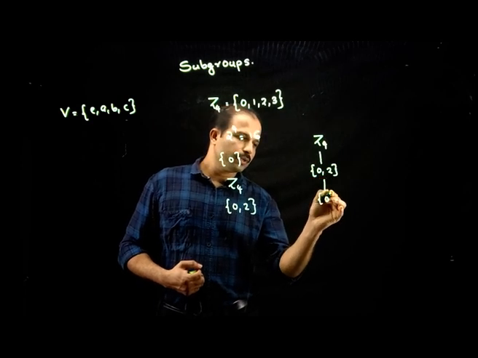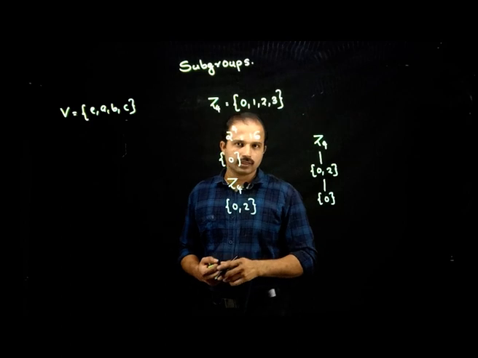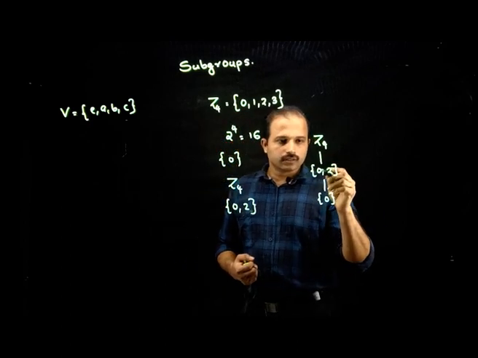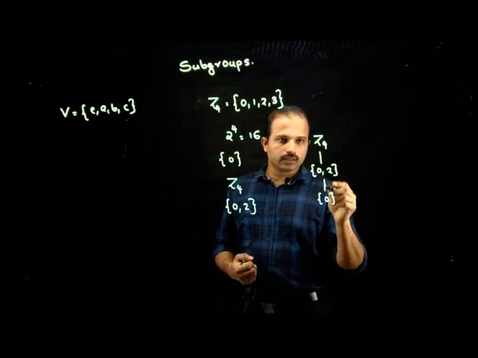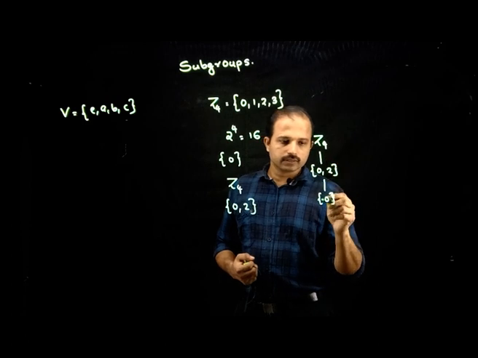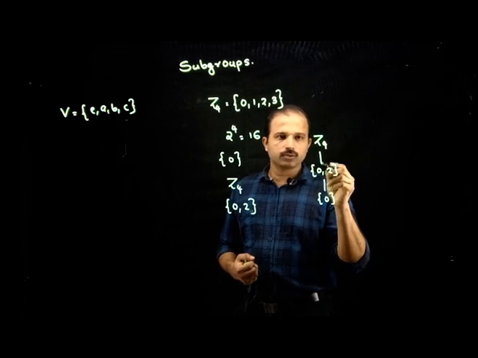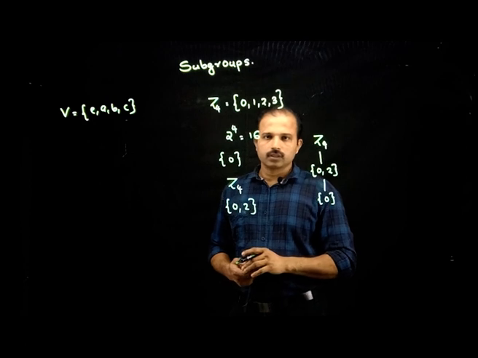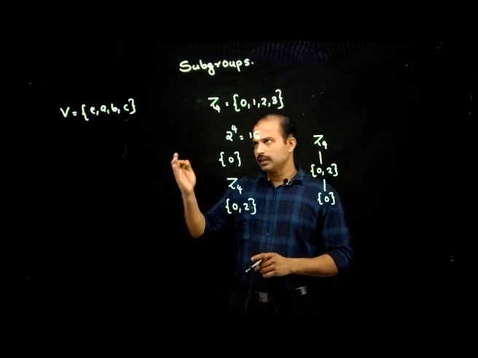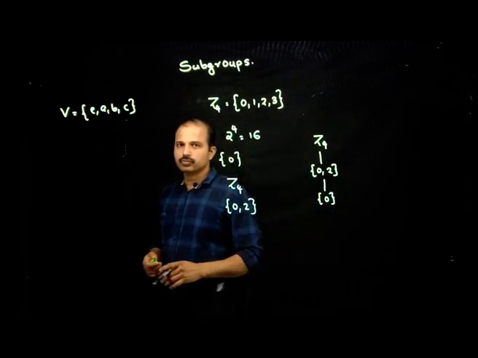This is the subgroup diagram of Z4. That means {0}, {0, 2} and Z4 are subgroups of Z4. Once again, {0} is a subgroup of {0, 2} and Z4. Okay, now we may look at the Klein four-group V.